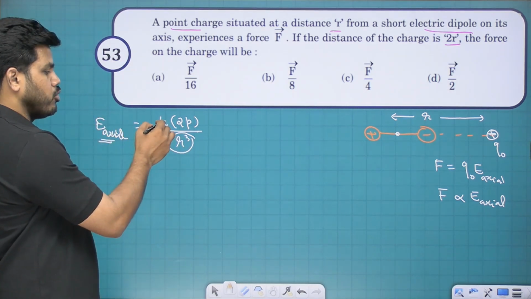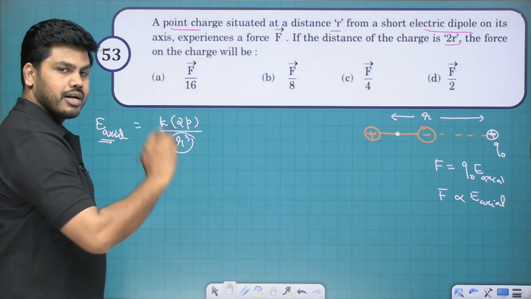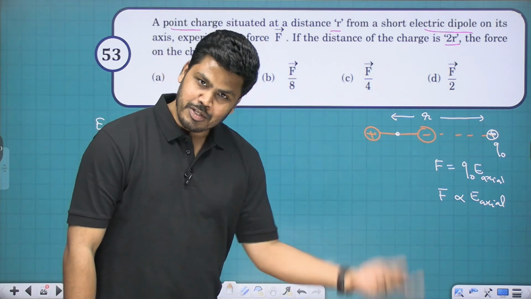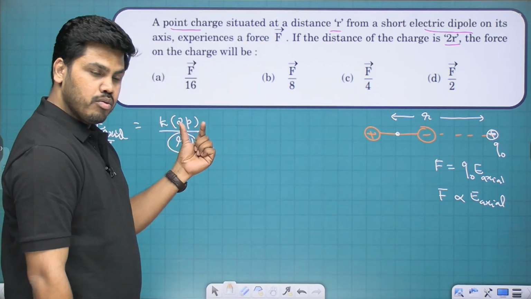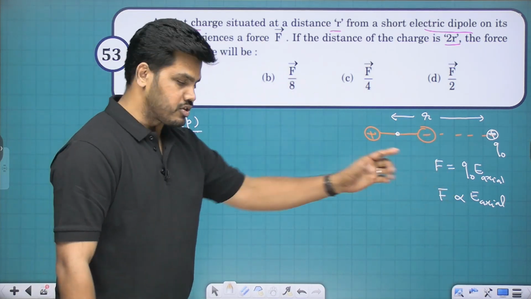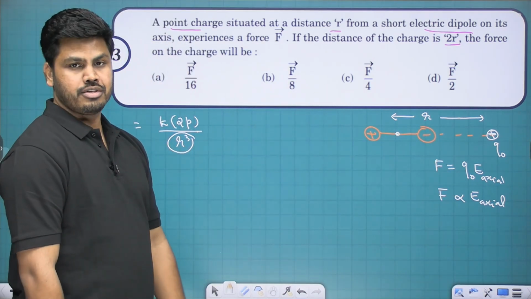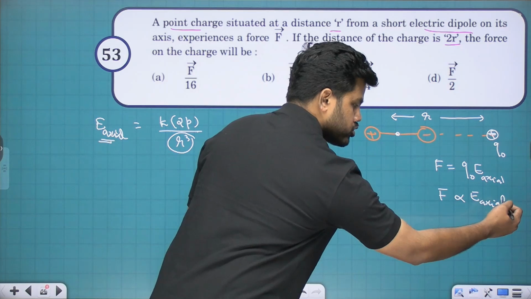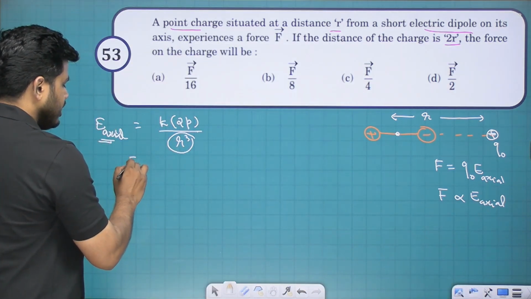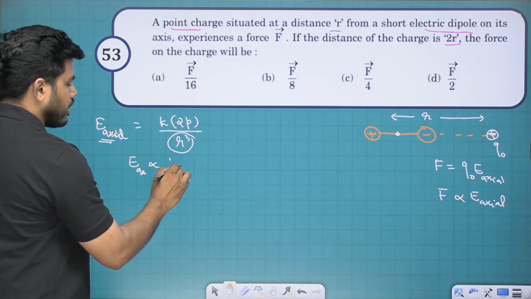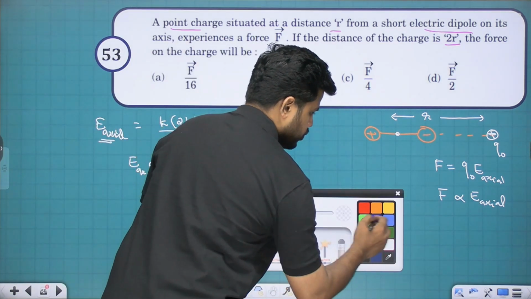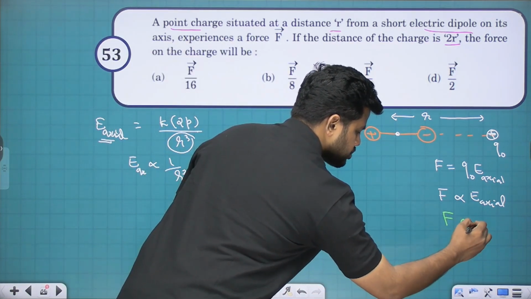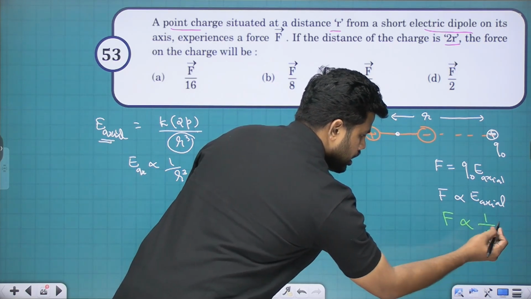Look at this. E axial is proportional to k, 2p by r cube. k is a constant. 2p is another constant, right? Yes, the electric dipole moment for the given dipole will be a constant. So only r changes. So if F is proportional to E axial, we can say E axial is proportional to 1 by r cube only, right? 1 by r cube. Or we can say force acting on that Q naught is proportional to 1 by r cube.